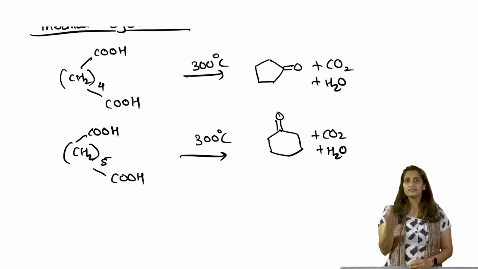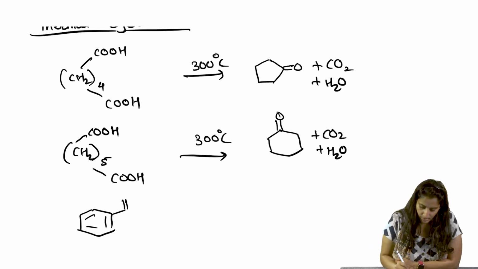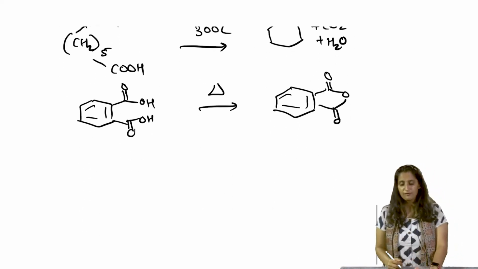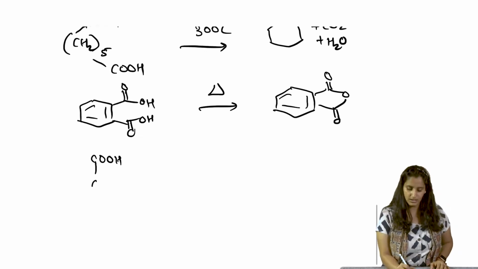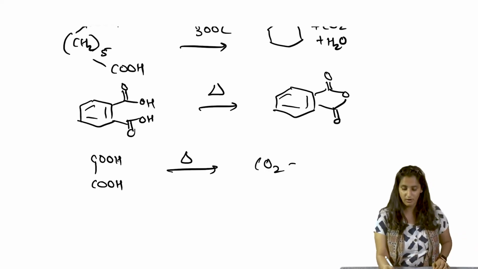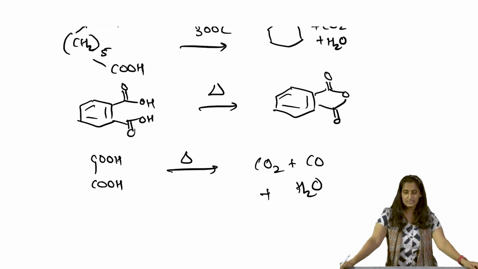If you have less than that, sometimes you end up forming an anhydride. So, for example, for this one, when it is heated, it is going to form the corresponding anhydride. Okay, wonderful. And for very small ones, like for example oxalic acid, if I heat it, it is simply going to decarboxylate, giving off carbon dioxide, carbon monoxide and water. Okay. So, that is how these dicarboxylic acids react.